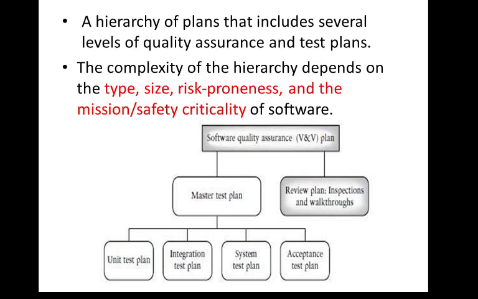The next one is using a hierarchical plan that includes several levels of quality assurance and testing plans. We use hierarchy structures to define the quality assurance and testing plans. The hierarchy depends on the type, size, risk, and safety criticality of the software. Software quality assurance uses the V and V plan, verification and validation plans. These plans have a master test plan and a review plan. The master test plan contains four types of testing plans: unit test, integration test, system test, and acceptance test. So this is test planning.